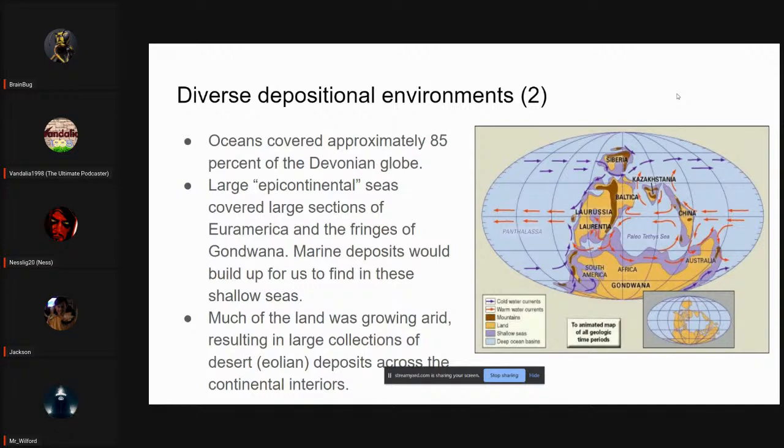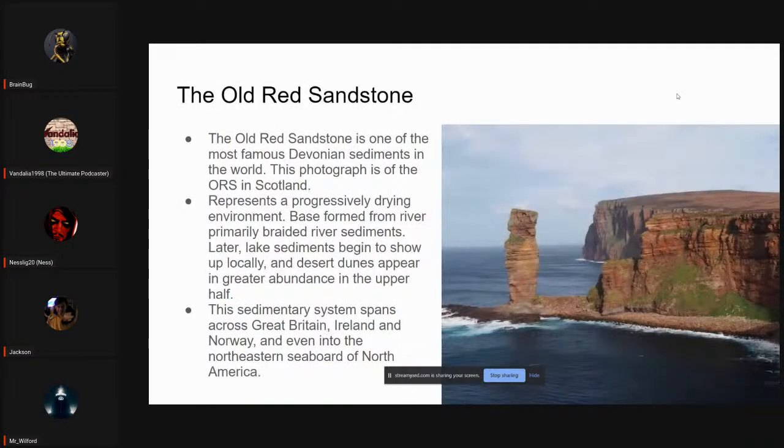And in the inner continents, you had a lot of growing arid space, which would lead to a large collection of aeolian deposits across these continental interiors. Although it wasn't exclusively arid, you had a lot more going on, but deserts were pretty common. As an example of this, this is the Old Red Sandstone in Scotland, and it's one of the most famous Devonian sediments in the world.